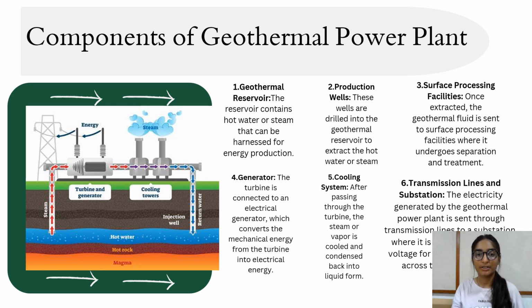Once electricity is generated, it is sent through transmission lines to a substation. At the substation, the voltage of the electricity is adjusted to ensure efficient distribution across the electrical grid, providing power to homes, businesses and industries also.